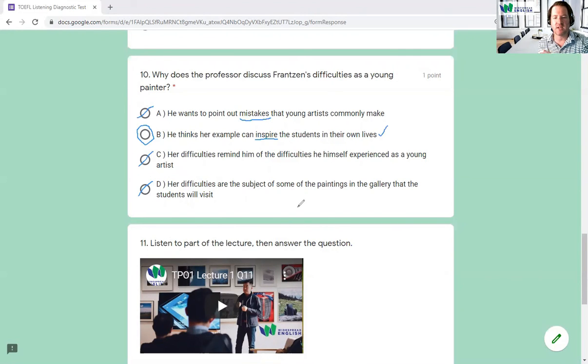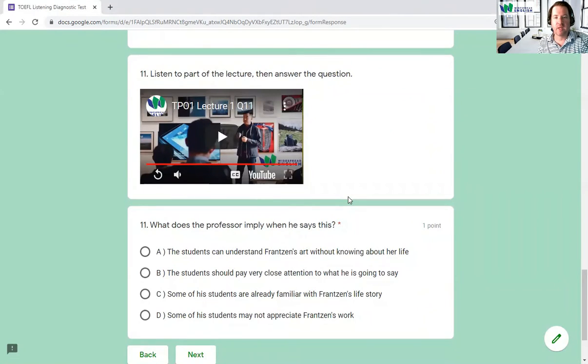Remember, they said one of her professors said she wasn't good enough, so she went into advertising, but she kept painting. She would save money by doing the painting in the fair. And so he said, as long as you keep going, it can be an inspiration to the other students. B is the answer.